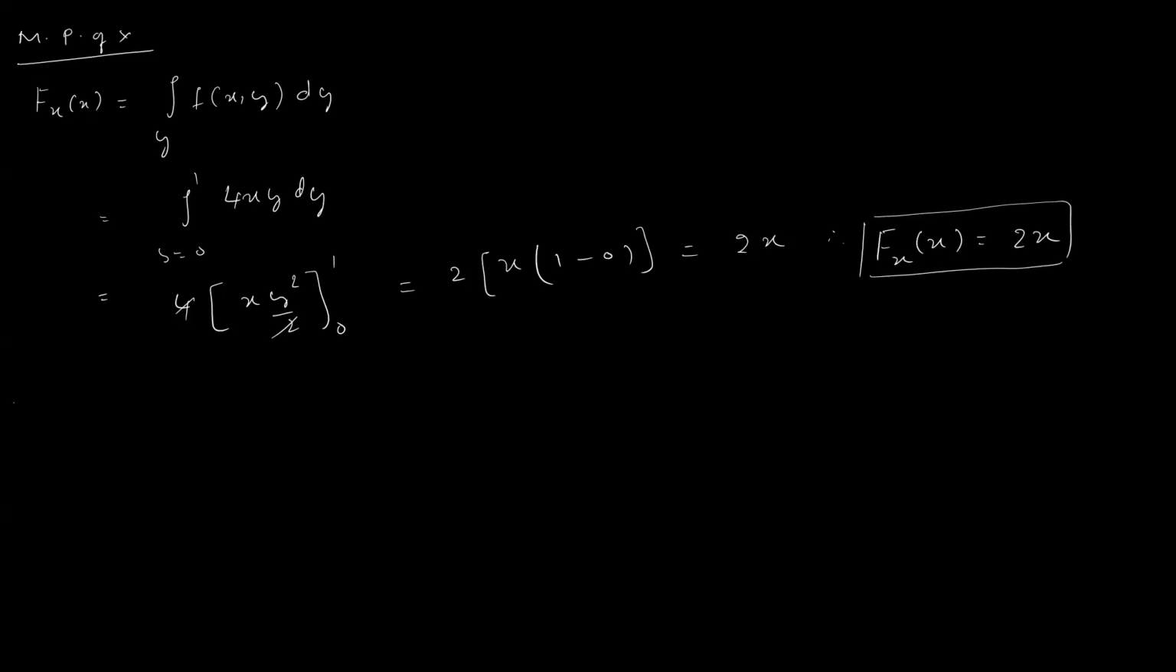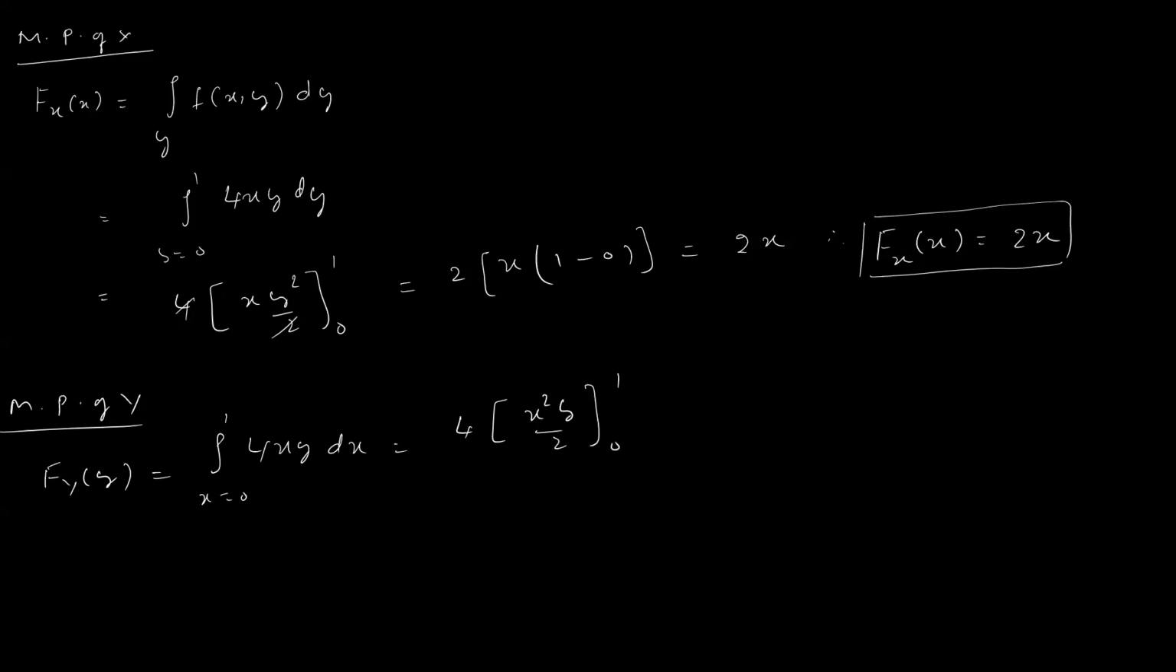Okay, so next I will find the marginal probability of y. To find the marginal probability of y, I have to integrate over x. The x limit is 0 to 1, and 4xy is given, with respect to dx. Whenever you are finding the marginal probability of y, you have to take the x values. So this will be 4 into x square y by 2, integration 0 to 1. So this gets cancelled out.